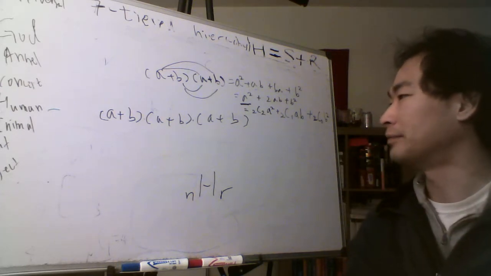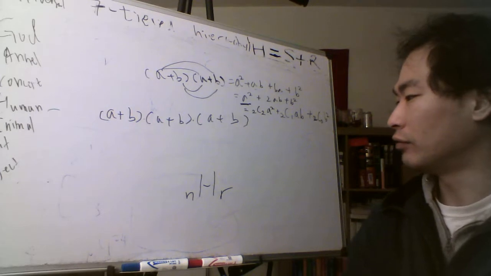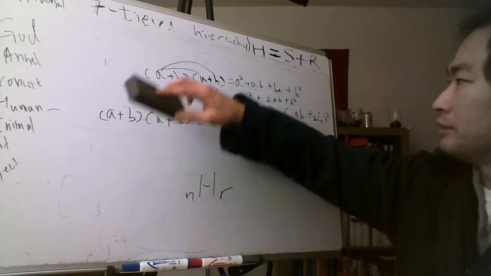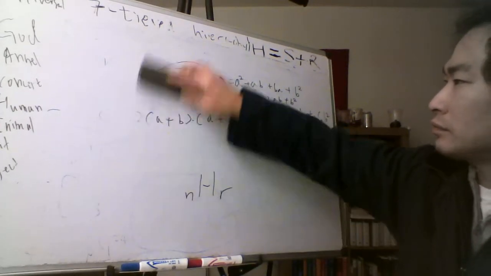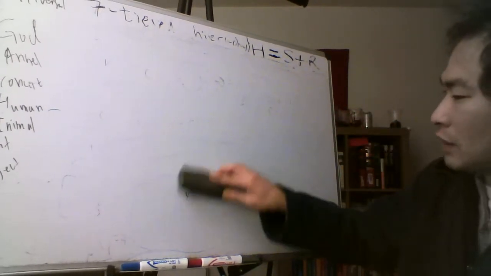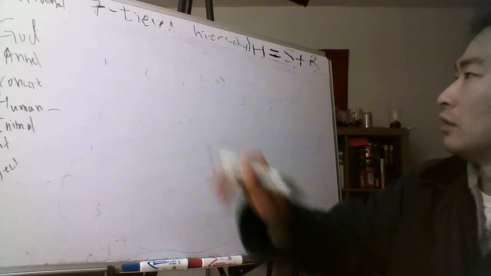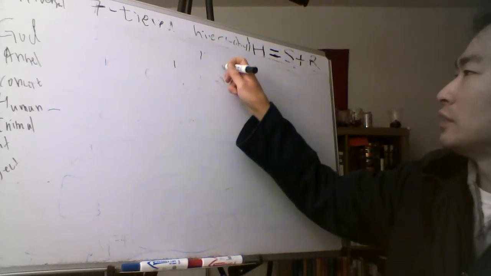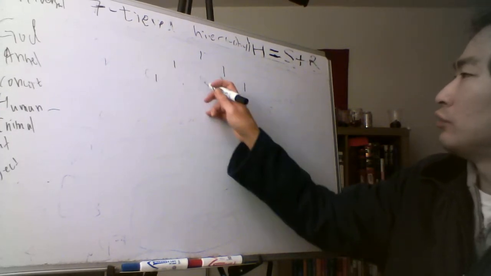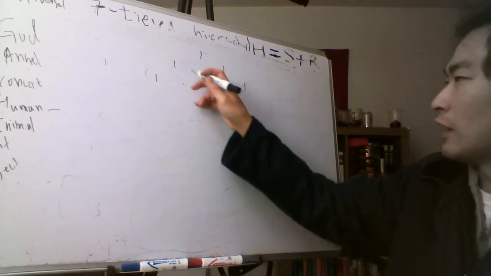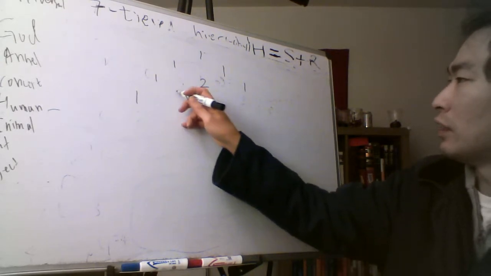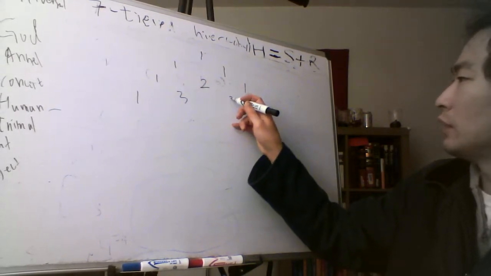Okay, let's draw Pascal's triangle. It's like this. You put one on the edge of this triangle. You draw one, and you have two upstairs diagonal neighbors. You add them up, and you have one, then 3, which is 1 plus 2, 2 plus 1, and then 1.